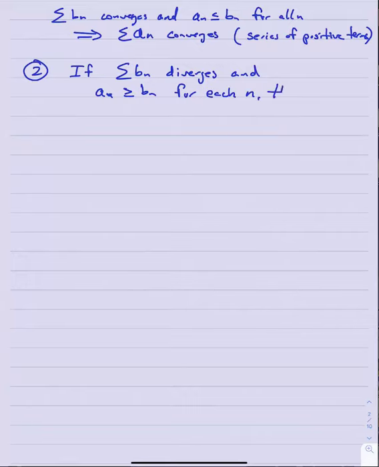All right, now, the other part of the theorem is, let's call this part two. If the series b sub n diverges and a sub n is greater than or equal to b sub n for each n, then the series of the a sub n's diverges. And this one should be very easy for you to see. If we're saying that b sub n is greater than or equal to, I'm sorry, I've got that backwards.